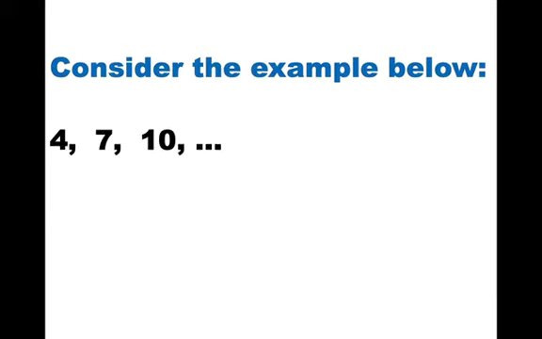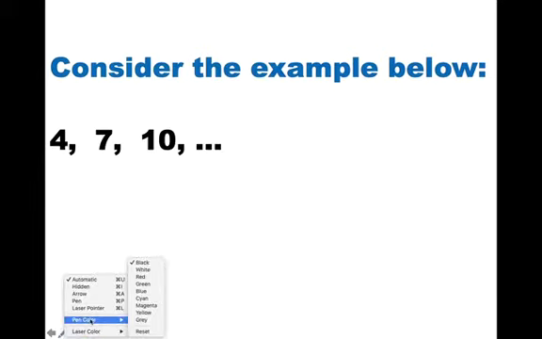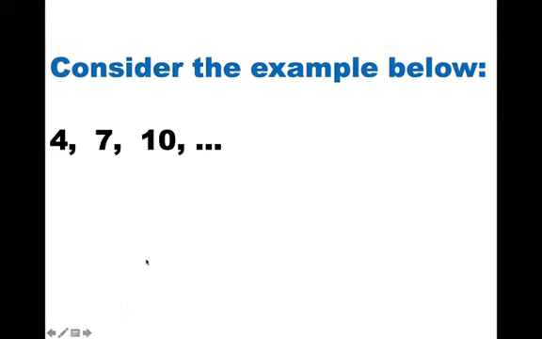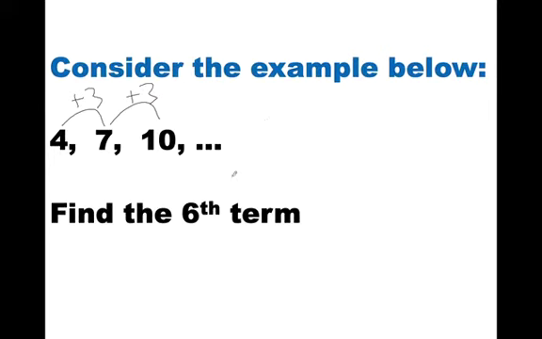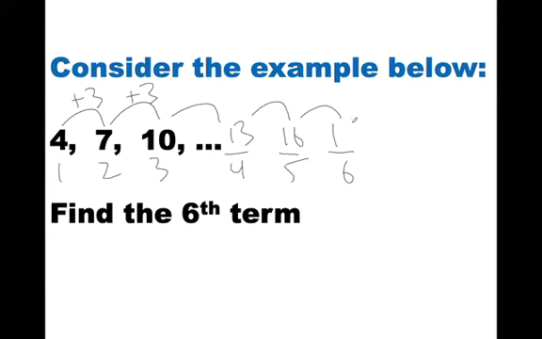So take a look at the example below. If we're given 4, then 7, then 10, I could say to you, tell me the next couple numbers. We start at 4, we go to 7, we add 3. We start at 7, we go to 10, we add 3. I could say find the 6th term. So that's 1, 2, 3, 4, 5, 6. I would add 3 again to get 13, add 3 again, 16, add 3 again, 19. That's pretty straightforward.